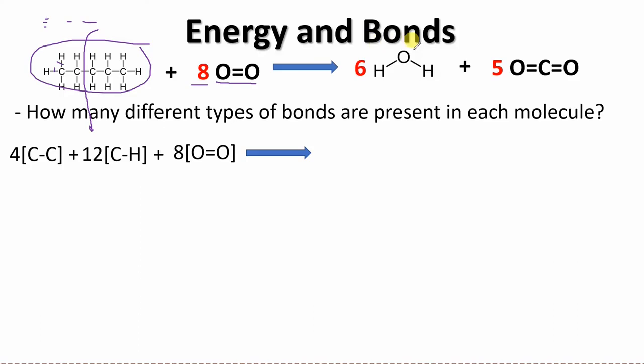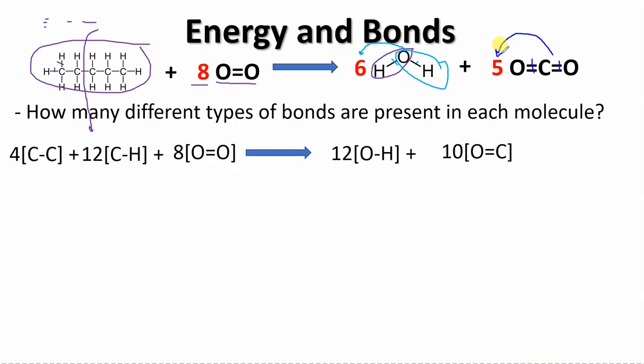Now, when it comes to this water, H2O, we've got oxygen-hydrogen bonds. There are 1, 2 per molecule. You see that? 1, 2. 2 per molecule. We have 6 molecules in total. 2 times 6 is 12. There are 12 OH bonds present here. The same idea applies over here to the carbon dioxide, where we have a couple double bonds. 1 there, 1 there. So we have 2 per molecule, 5 molecules in total. 2 times 5 gives us 10 of these.